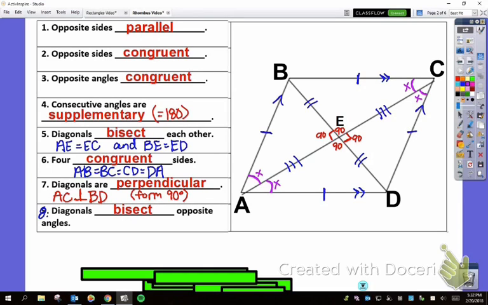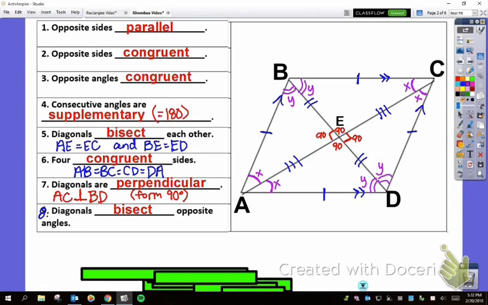The same thing happens with B and D, but they're not going to be equal to the angle A and C, so we're going to just call those Y. So at angle B we would have two angle Y's, and then at angle D we would also have Y and Y, so that those angles are equal.